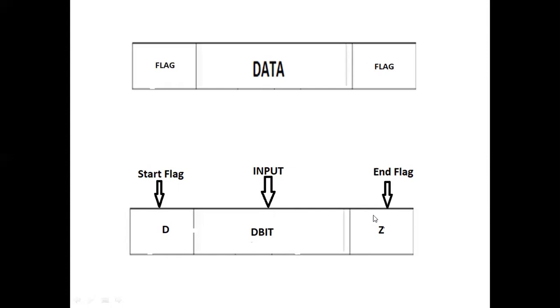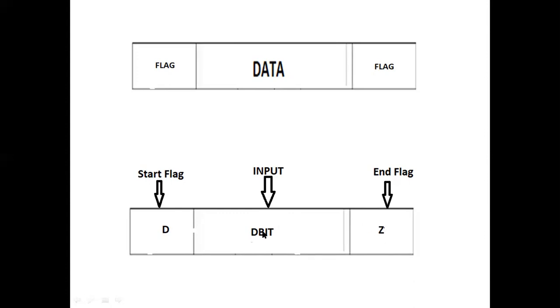Similarly, if you have Z as an end flag of a frame, and there is a Z at the end of the character string prior to the end flag, there is a confusion whether to consider the Z which is part of the input data stream as part of the end flag, or the Z as the end flag itself. Okay, there is a confusion.